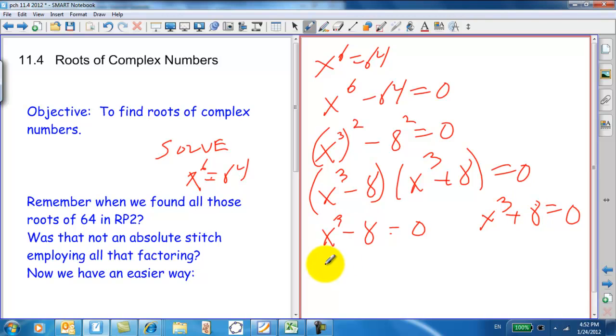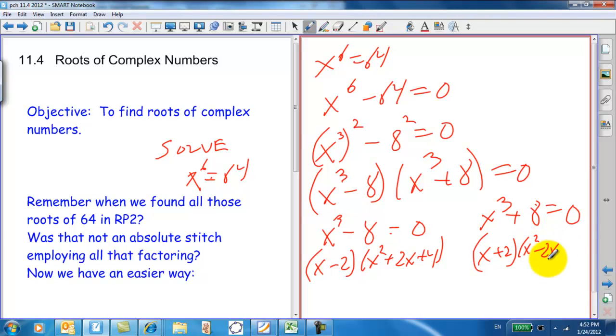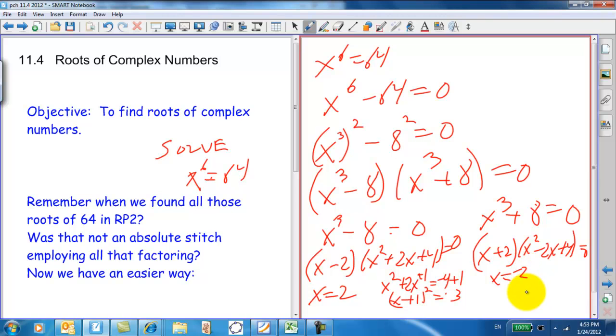And then if you remember how to factor a difference of cubes, x minus 2 times x squared plus 2x plus 4. And over here, x plus 2 times x squared minus 2x plus 4 equals 0. Well, this leads to a lot of roots. We get x equals 2, and we get x squared plus 2x equals negative 4. We added a 1 to both sides, so x plus 1 squared equals negative 3. Over here we're getting x equals negative 2, or x squared minus 2x equals negative 4. So we add 1 to both sides again, and x minus 1 squared equals negative 3.